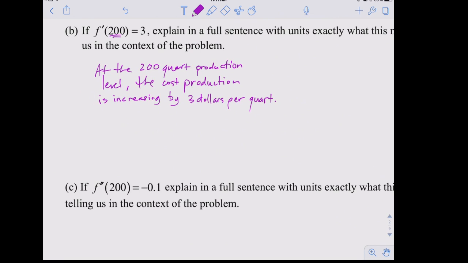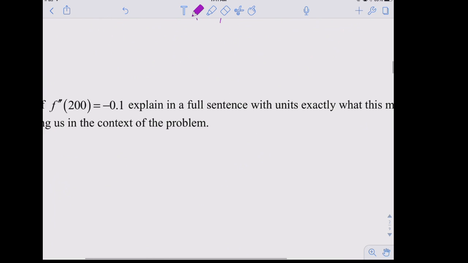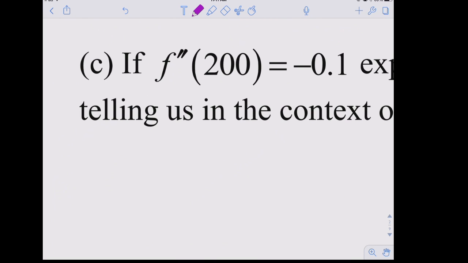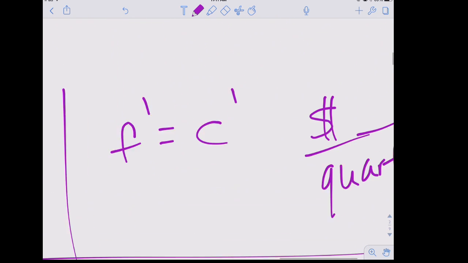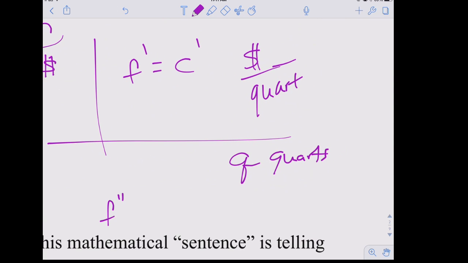All right, so part C, if f double prime of 200 is negative 0.1, explain in a full sentence with units what that means. F double prime, what the heck? F double prime is talking about the rate of change of which function? F prime. So that's the slope of f prime. So let's go ahead and get the units of f double prime. The units of f double prime are going to be the units of f prime divided by the units of the independent variable. Like if we were to graph f prime, we would have dollars per quart on the y-axis.